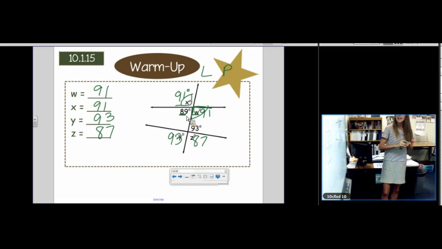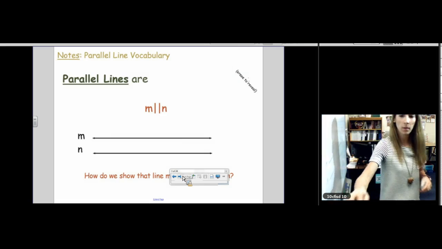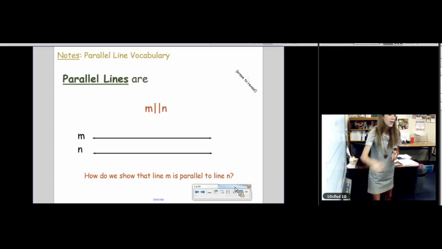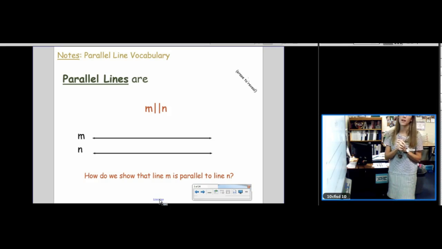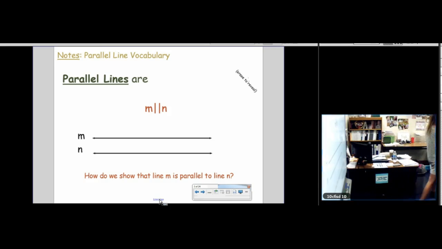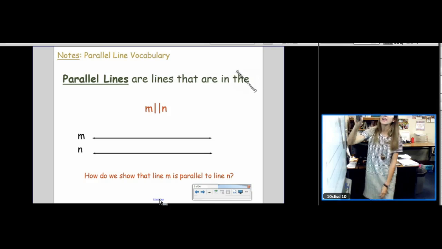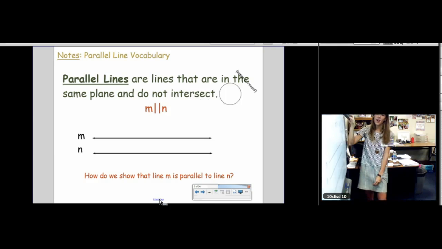That's beautiful. Okay, gather your warm-ups together and get out your notes. Let's do a review. The first word on your sheet is parallel lines. Write it down in color. You can just write parallel if you want, or you can write parallel lines. In that first box, number 1, parallel. What are parallel lines? Lines that are in the same plane and do not intersect.